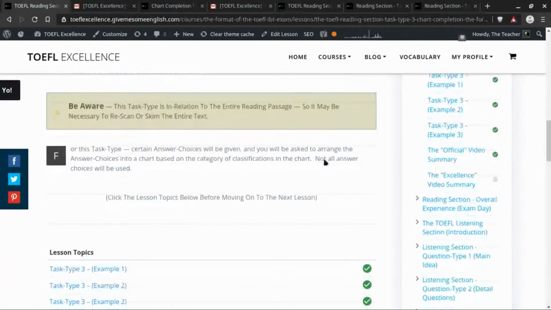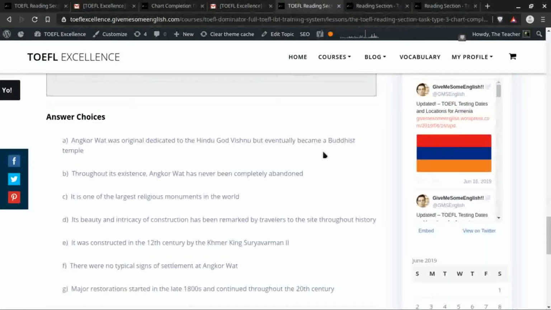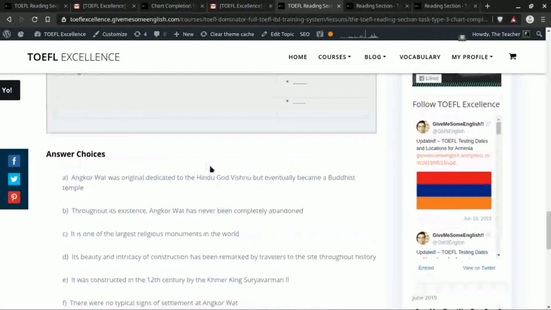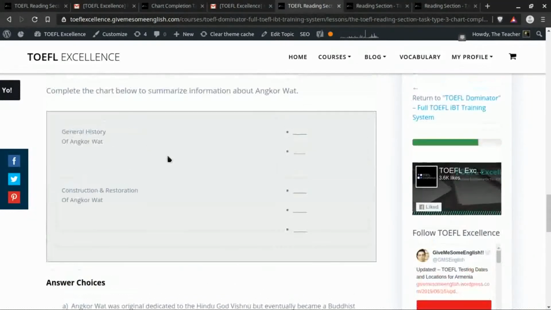All right, so basically that's it. Let's take a look at some of the examples. All right, so here we have 2 categories. General history of Angkor Wat. Construction and restoration of Angkor Wat. Now, what we have to do is go through each of the answer choices, and of course this is just an example, and find if each of the answer choices fits into either the history or the construction and restoration.